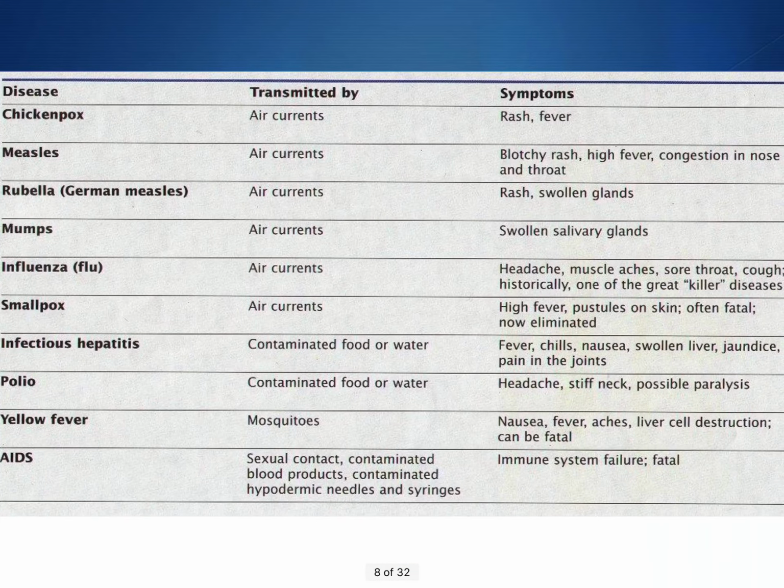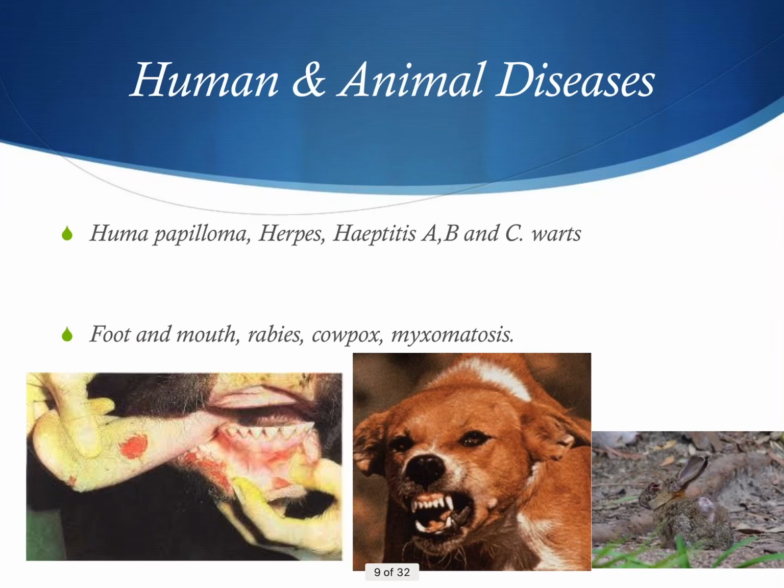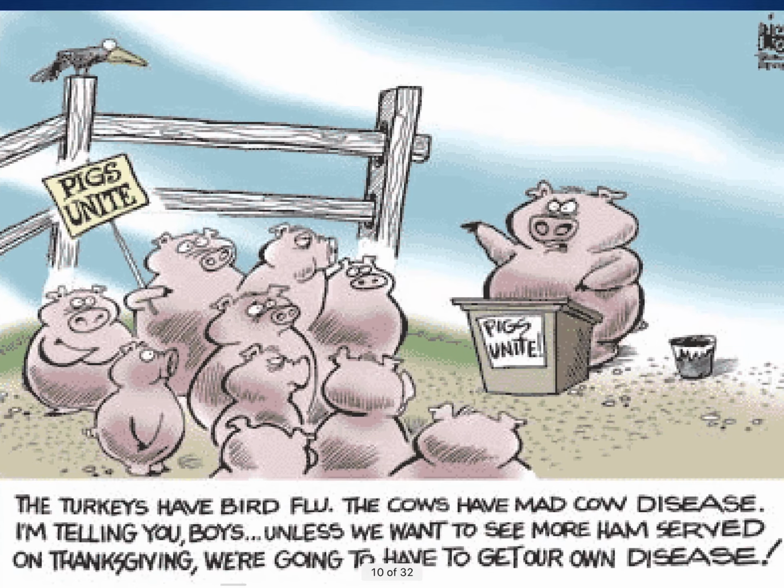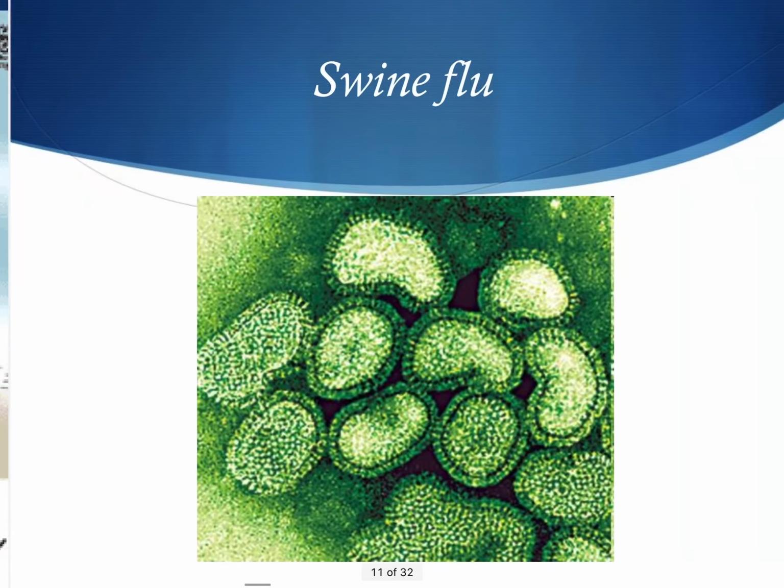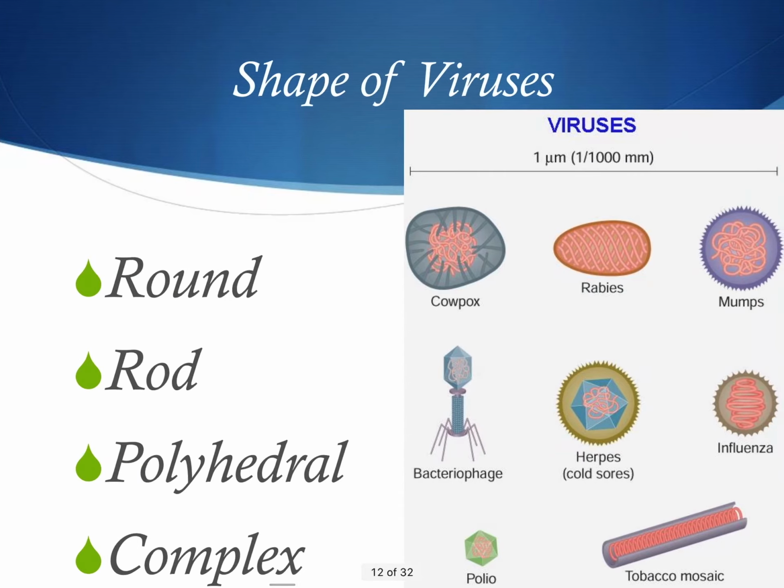Herpes is another example of a viral disease. You also need to know some examples of animal ones, like foot and mouth, rabies, cowpox, myxomatosis. They would all be examples of viral animal diseases. Obviously, the coronavirus or COVID-19 is a topical one at the moment as well. Okay? Now, swine flu, so there's loads.